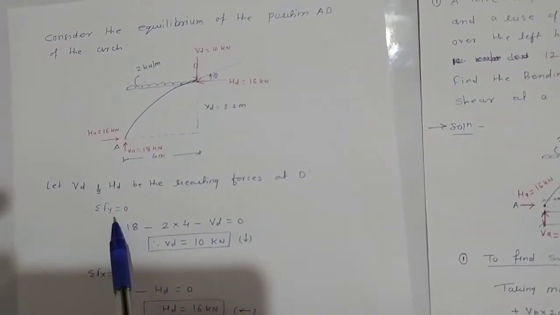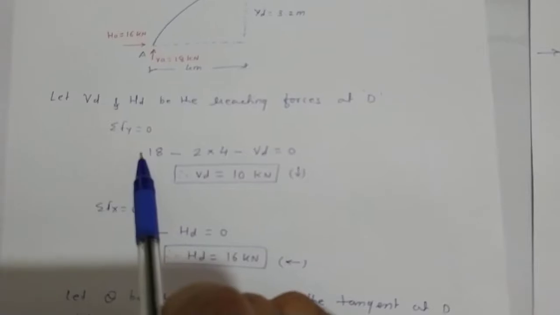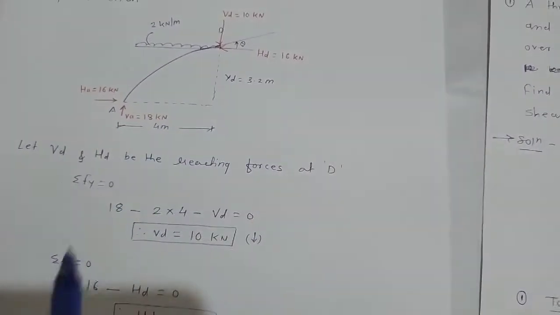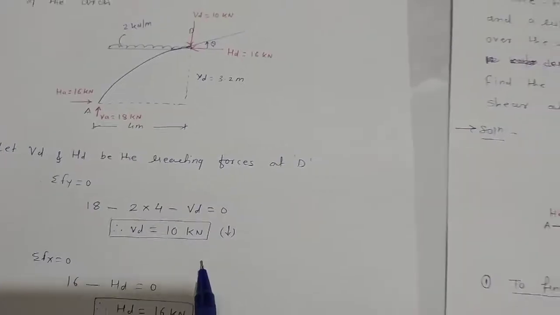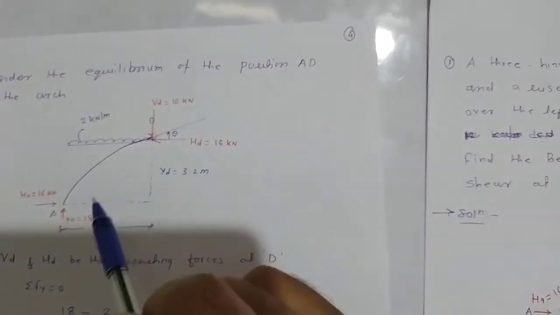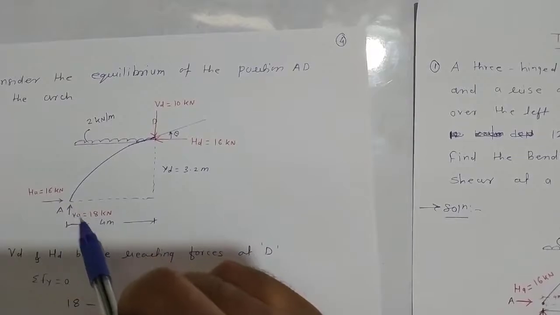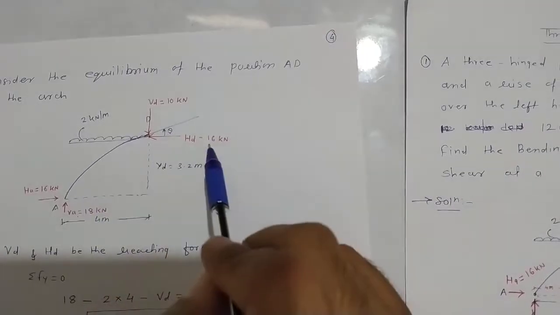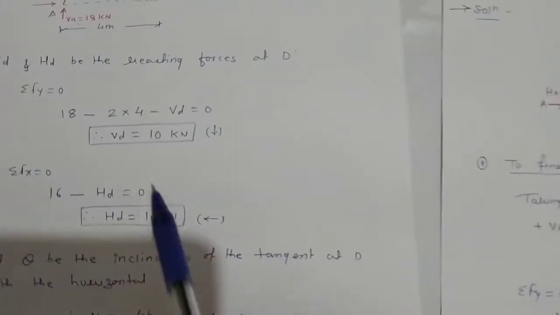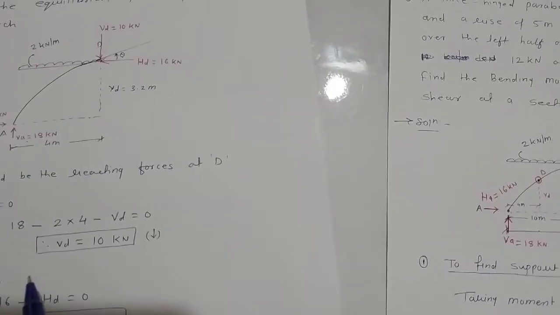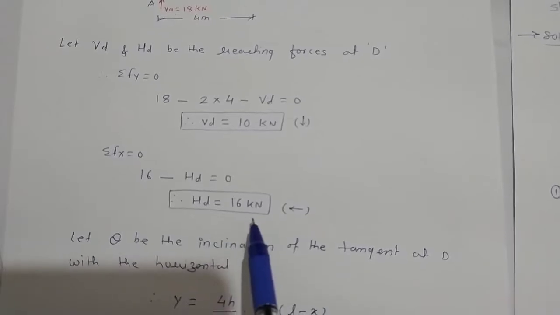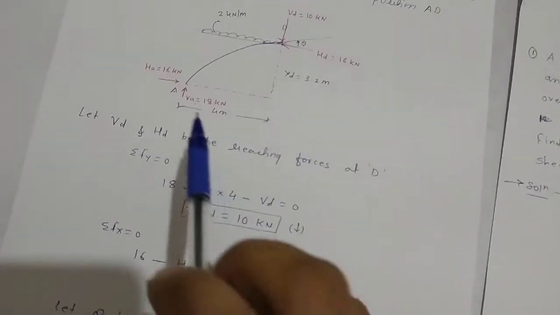So we will use the equilibrium condition, summation Fy is equal to 0, that is 18 minus 2 into 4 minus VD. How do I decide the directions which balance these forces? This one is vertical, so this must be downward. This is leftward, so this must be rightward. From this one you will get VD. Similarly summation Fx, so 16 minus SD is equal to 0. You will get this 16 kilonewton, and both values will be the same.